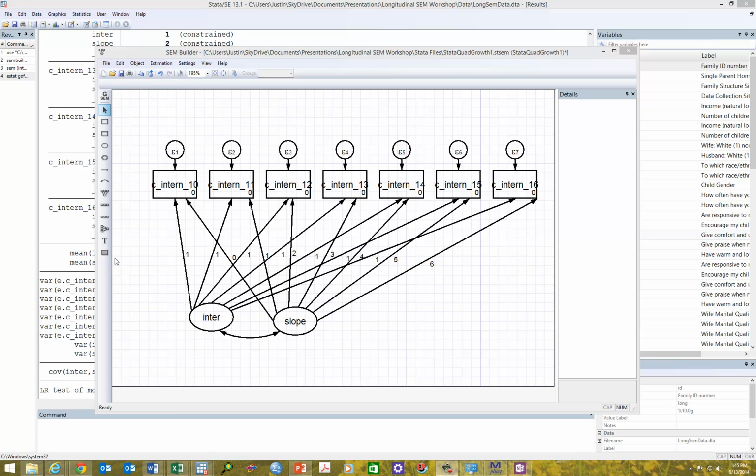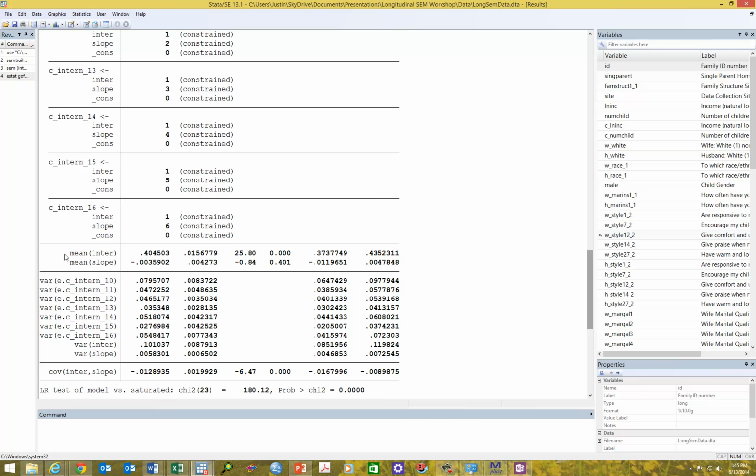I fit this linear model, and here you can see the mean of the intercept is 0.404, and that's significant. And then the mean of the slope is negative 0.003, and that's not significantly different from 0. So from this we would conclude that they don't significantly change over time. And then we want to do a test to see whether there was significant variance in that, though it doesn't appear to be a lot of variance, though that might still be significant. So again, we would conclude that there's no significant average change over time in the child's internalizing problems.